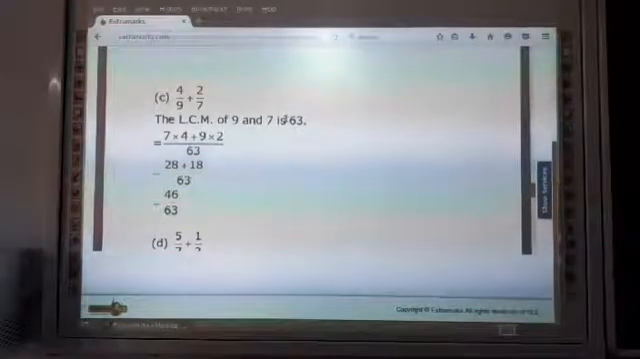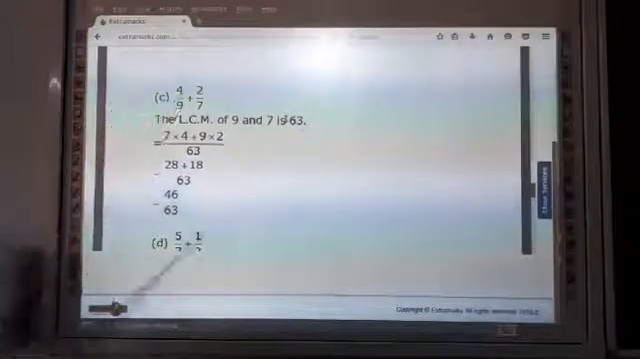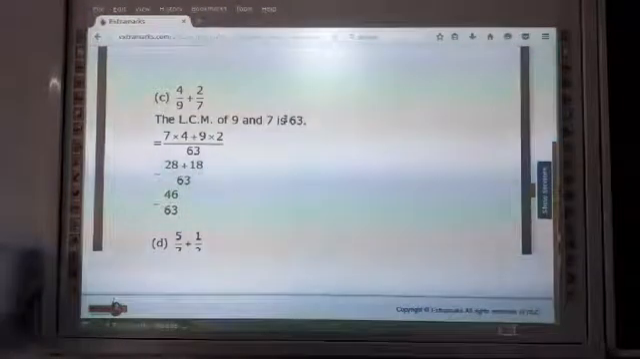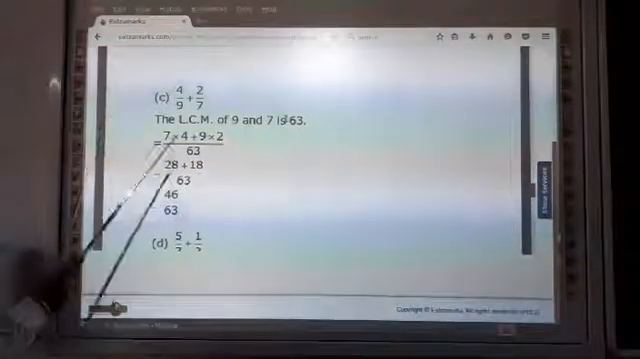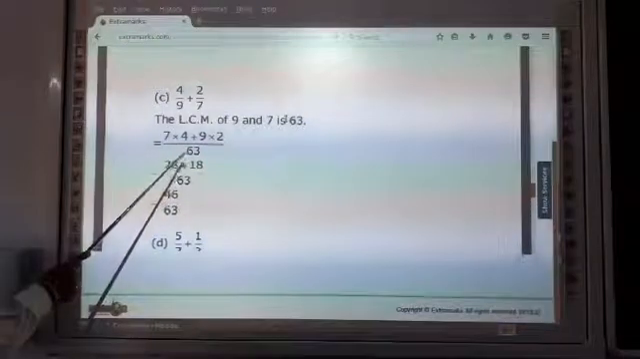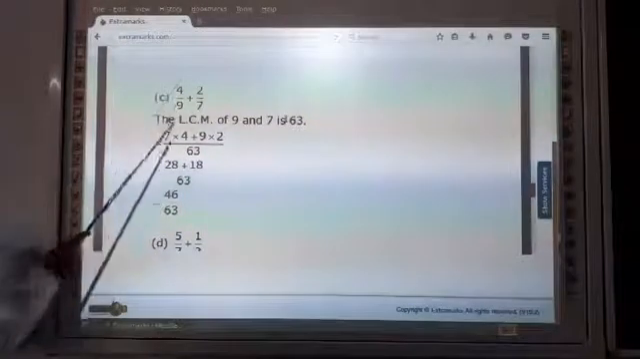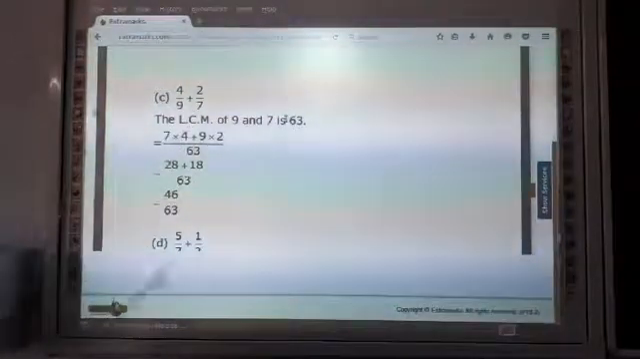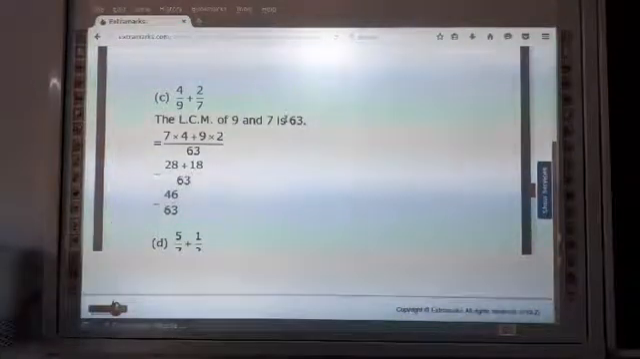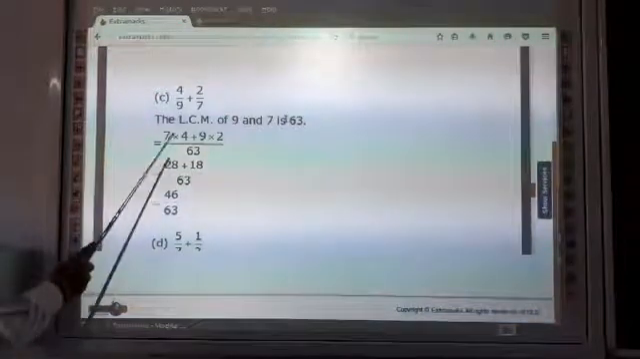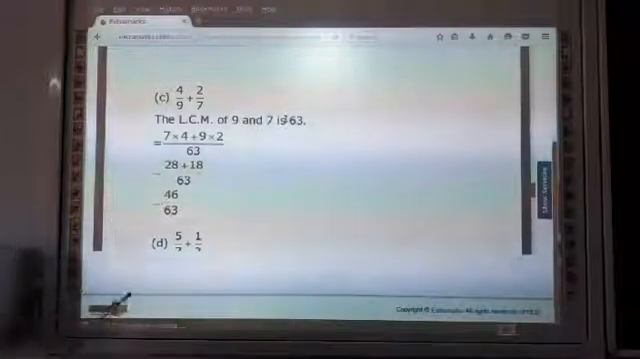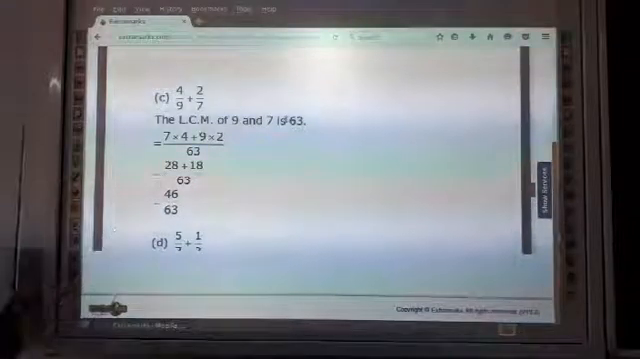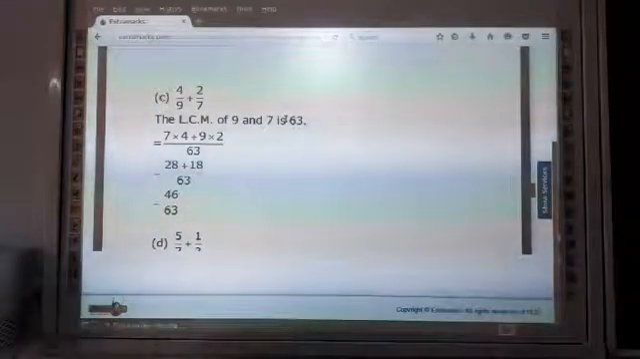Now next question. 4 upon 9 plus 2 upon 7. The LCM of 9 and 7 is 63. LCM is 63. 9 sevens are 63. 7 fours are 28, plus 7 nines are 63. 9 twos are 18. 7 fours are 28 plus 9 twos are 18, upon 63. 28 plus 18 upon 63 is equal to 46 upon 63. This is the answer. Okay.